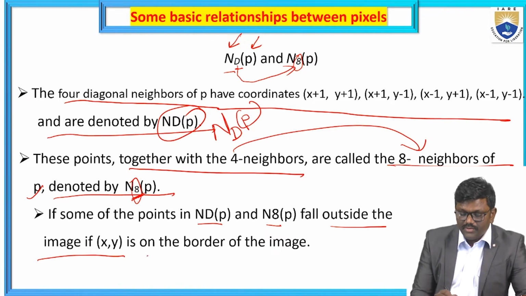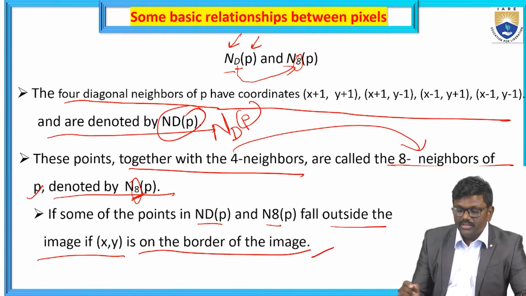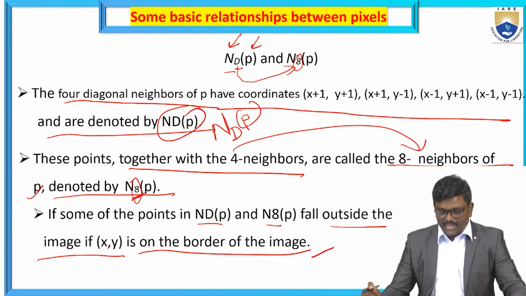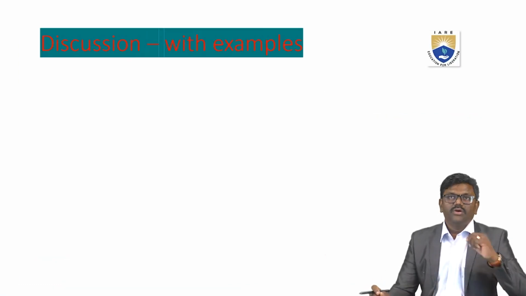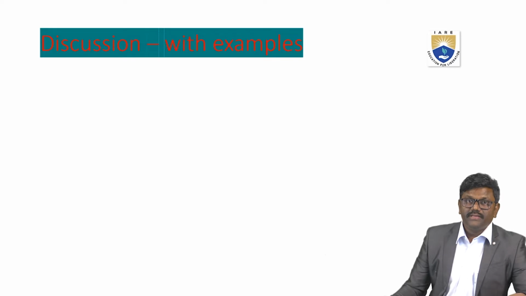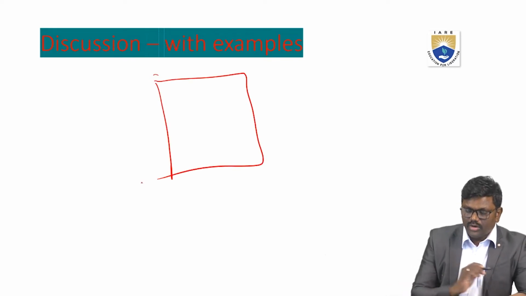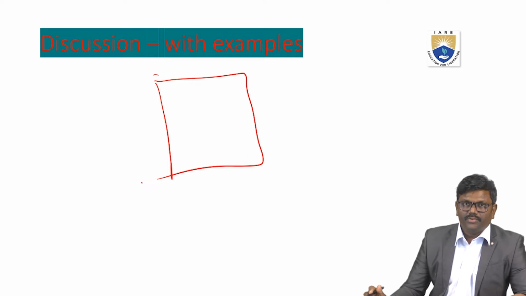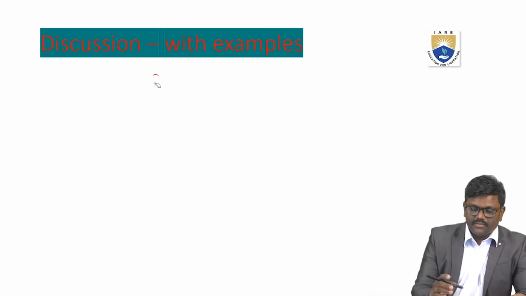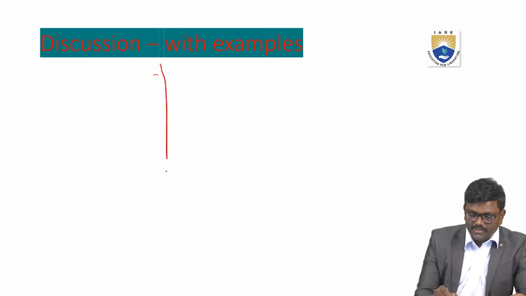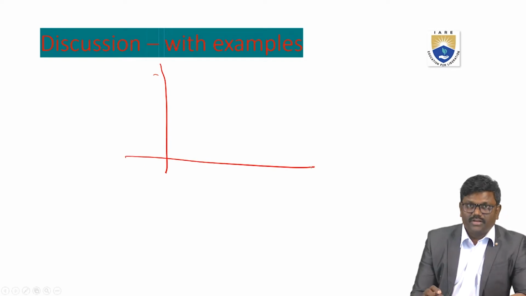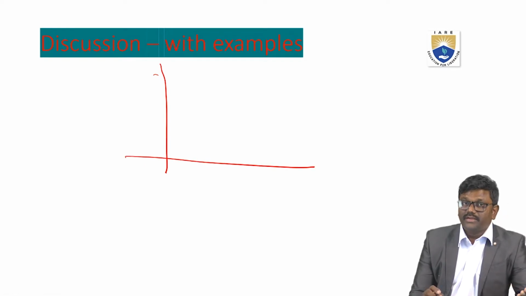if x comma y is on the border of an image. To get this clarity, let me explain with one empty slide. Okay, so by taking an image, of course you are taking an image, obviously. You are taking this image in terms of coordinates only. Obviously, we defined the neighbors of pixels in terms of coordinates.